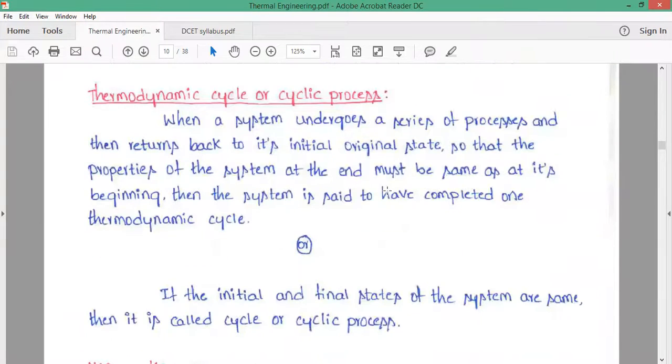Okay, then the cycle. When a system undergoes a series of processes, for example the IC engine, it consists of four processes: suction stroke, compression stroke, power stroke, and the exhaust stroke, right? After the completion of all these four processes, our engine comes back to its initial state, that is state one, the starting of the suction stroke. Here we can say our system underwent a series of four processes and came back to its original state. Then we can say our system underwent a thermodynamic cycle. Such a process is called a cyclic process.